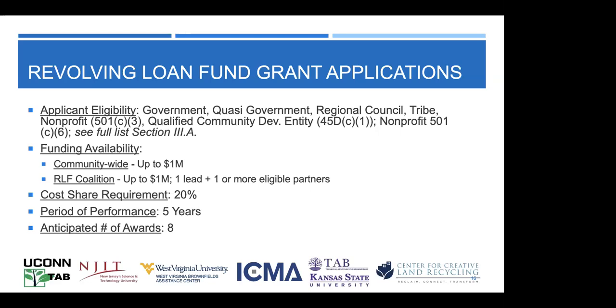The RLF, you can also have an RLF coalition, more resources, more people to help. There is a cost share requirement, and we've talked about that. The period of performance is 5 years. However, when you think about that program income revolving back, the period of performance is talking about the actual grant and the closing of the grant, but the program income keeps going if you've set it up that way. They've anticipated the number of awards is 8.